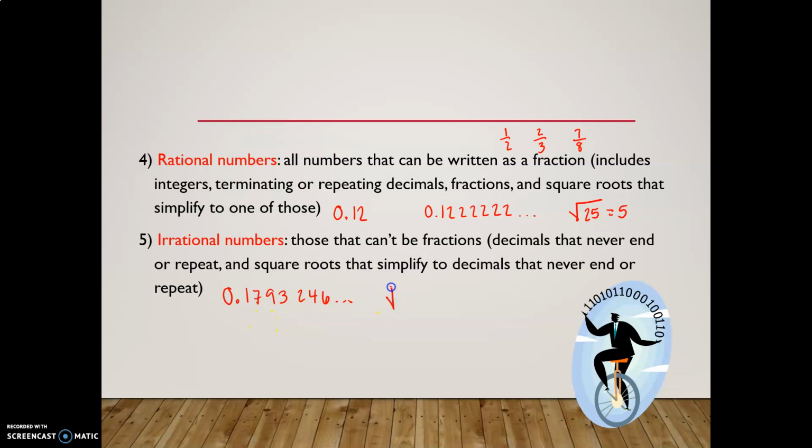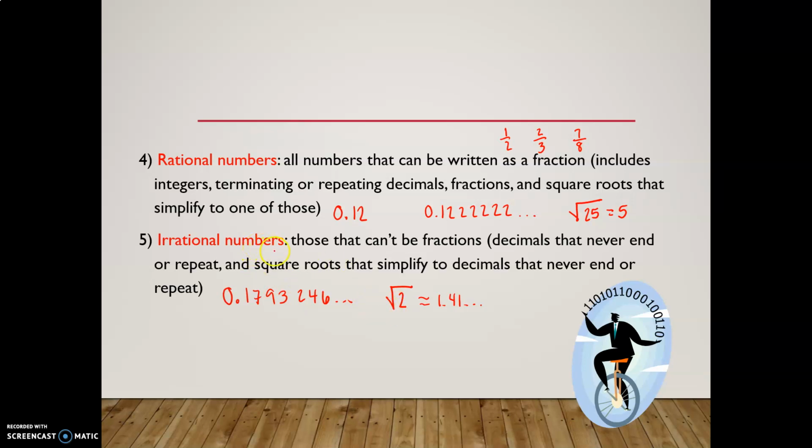Square roots, a classic example is the square root of 2. The square root of 2 is approximately 1.41, and it goes on forever. But again, it doesn't repeat. Basically, the main things that you're looking for with irrationals are non-repeating, non-ending decimals and square roots.